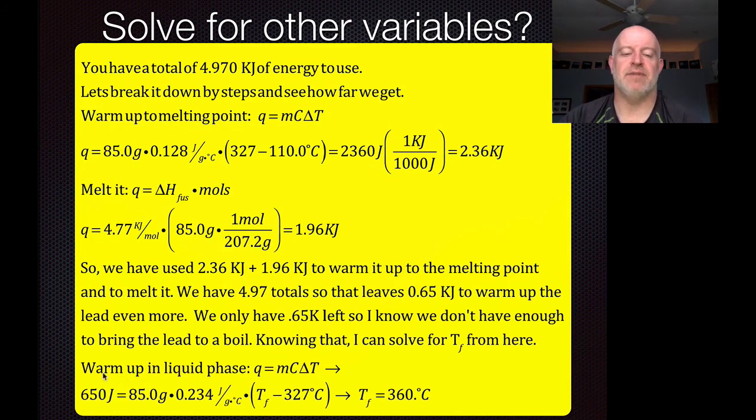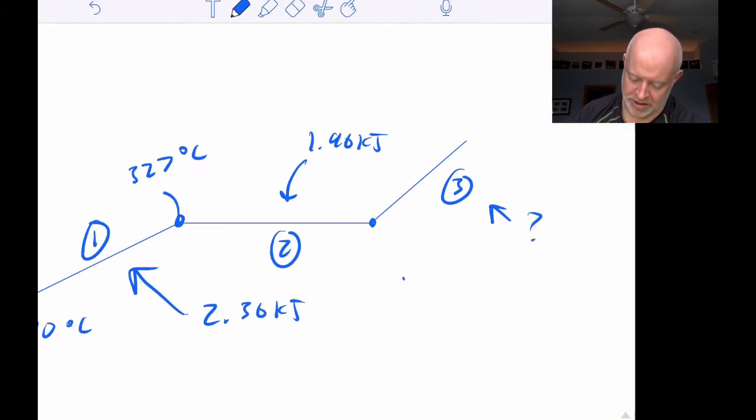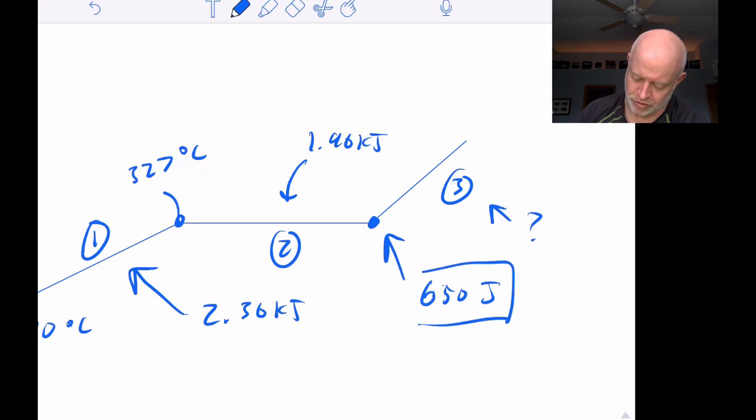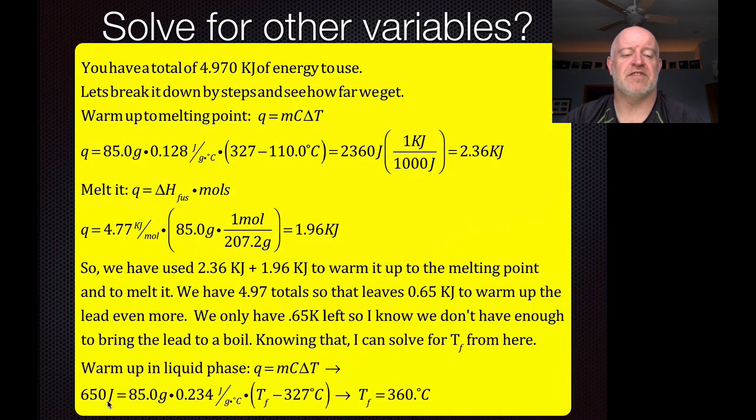And I'm going to convert this back to joules and say, hey, if I have 650 joules of energy left over, remember, I am right here right now. I'm at this point here, and I have 650 joules to use to start working my way up this line, okay? If I have these 650 joules, I'm going to say, well, how far can I get? I know my mass. I know the specific heat capacity for lead as a liquid because that was given in the problem. Okay, not on the table. This was in the problem.